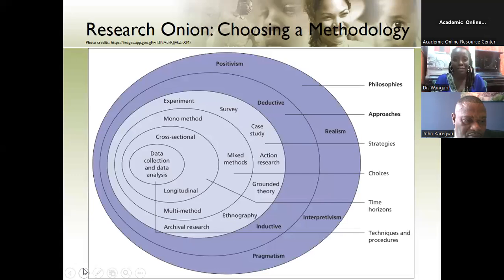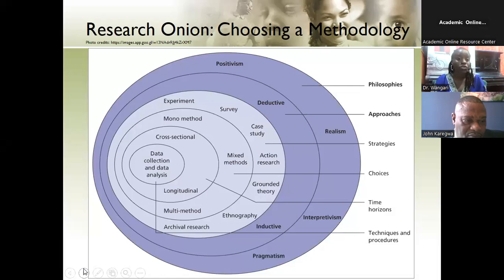And again, this is a very popular diagram. It's called the research onion. It describes how all of these methodologies and methods are related. So you can see from the broadest concentric oval, these philosophies: positivism, realism, interpretivism, pragmatism. These are worldviews. I'm not going to go into that because today's webinar is not focused on that, just to help people understand where methods come from. They come from philosophies. And then we have approaches, deductive and inductive, and I'd already alluded to that.